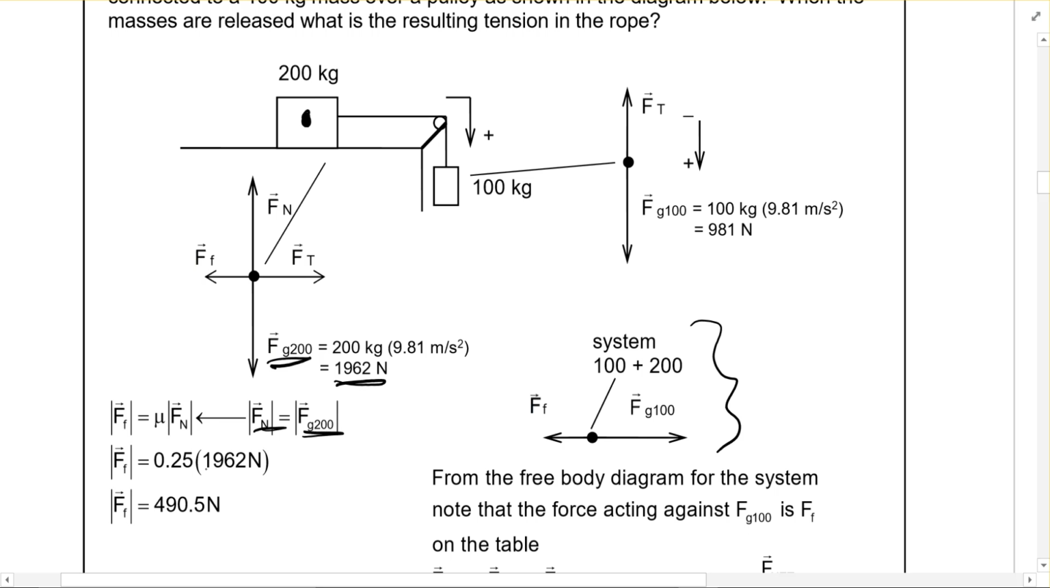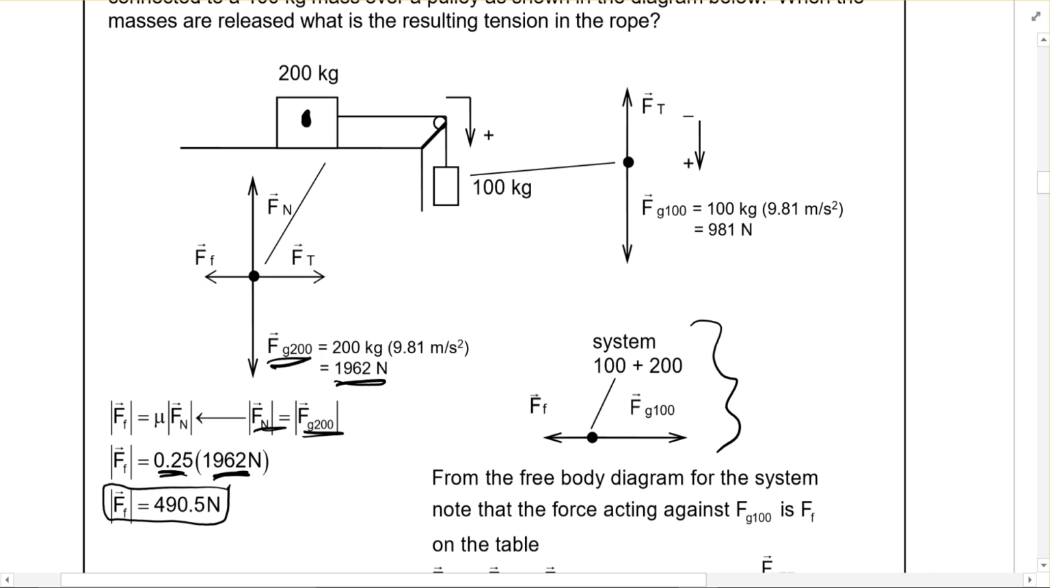The force of friction is just going to be equal to the coefficient of friction times that. And then our force of friction is now 490.5 newtons. So there, we've got a bit more information on our 200 kilogram box or block.